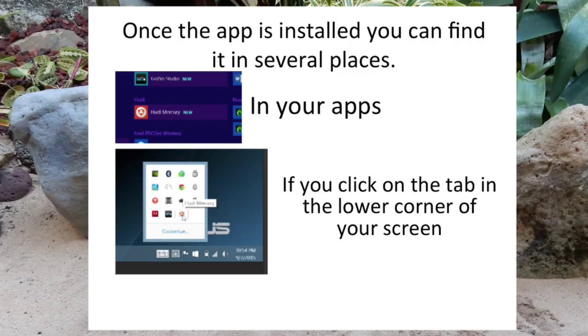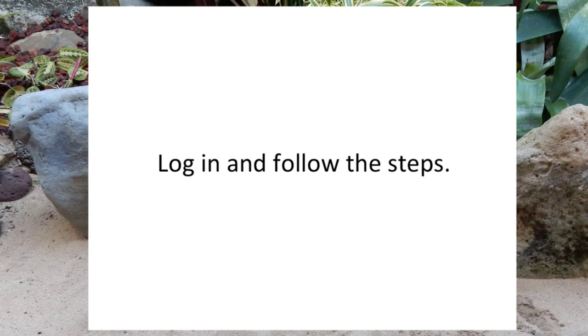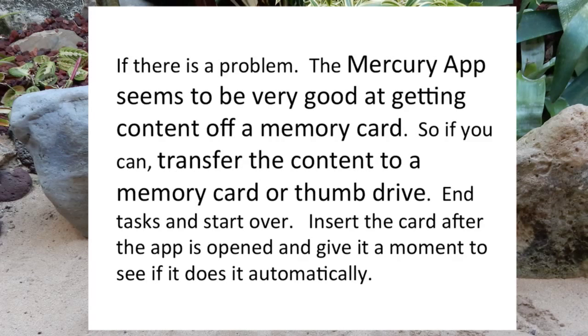Once the app's installed, you can find it in several places. 8 and newer, you'll find it in your apps. You may see it in the lower corner. It looks just like it does on the Mac. You get to this screen, you slip in your hard disk or your disk or your thumb drive or whatever you got your content on, and then it'll just auto go. You select the steps. It's real easy.